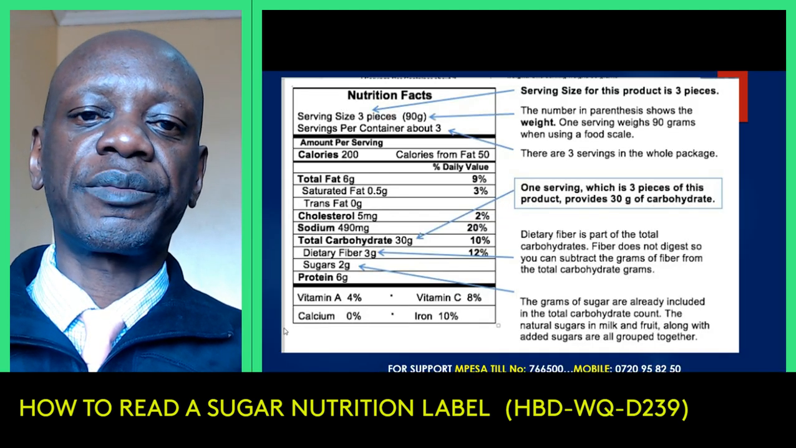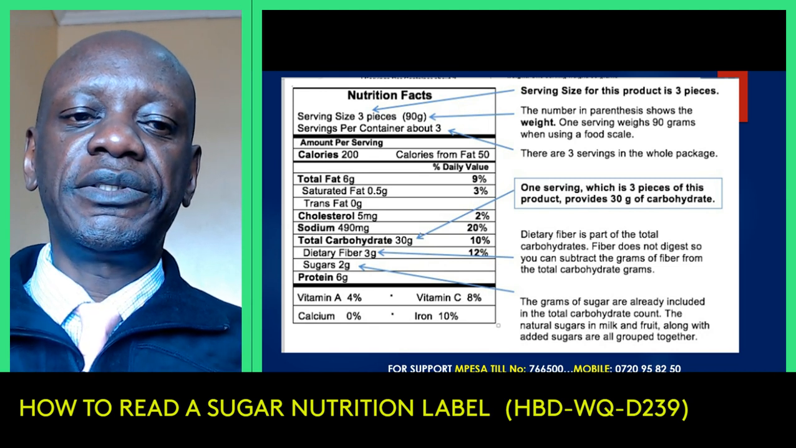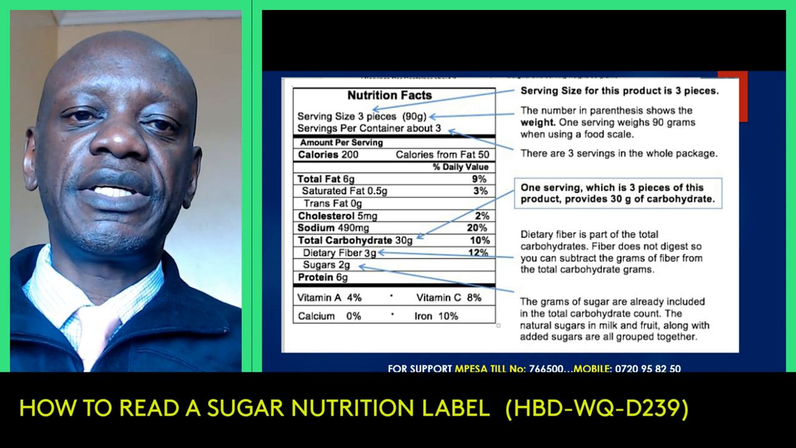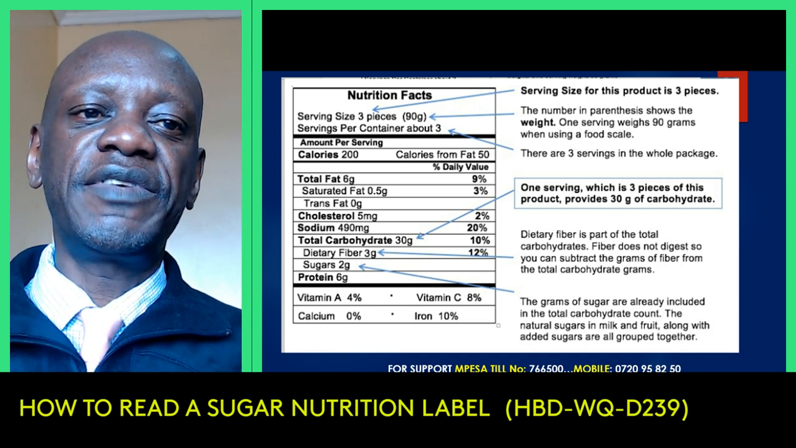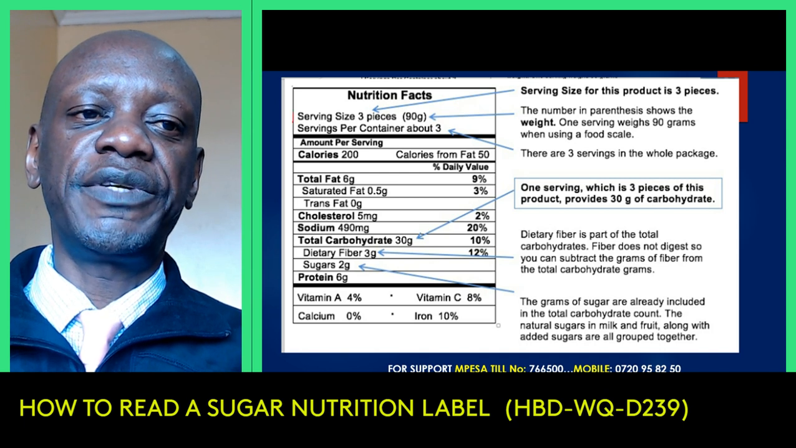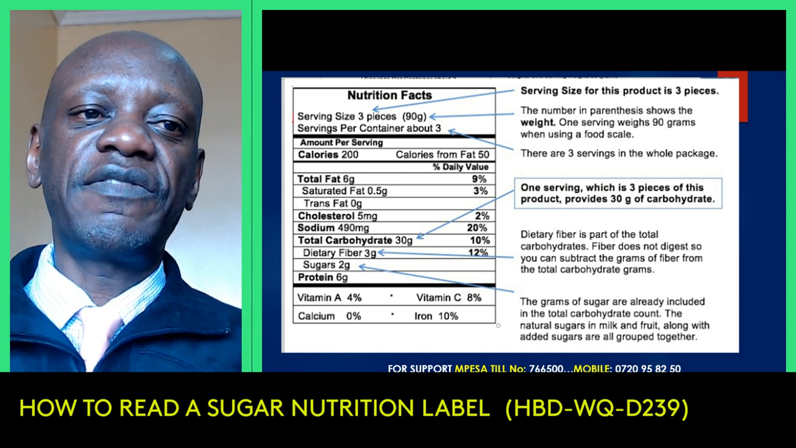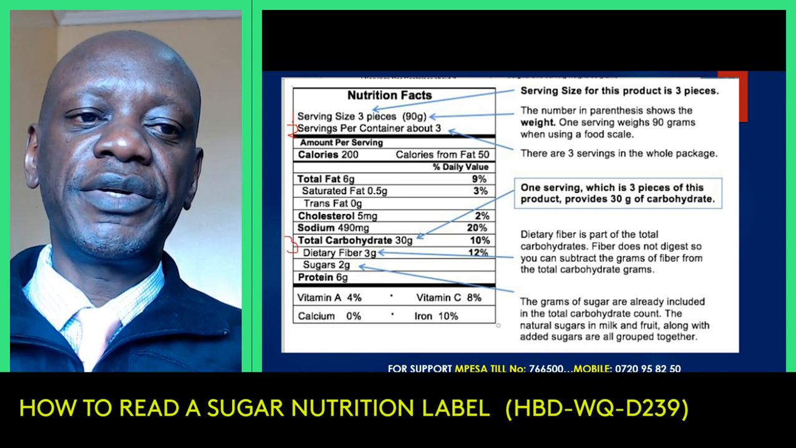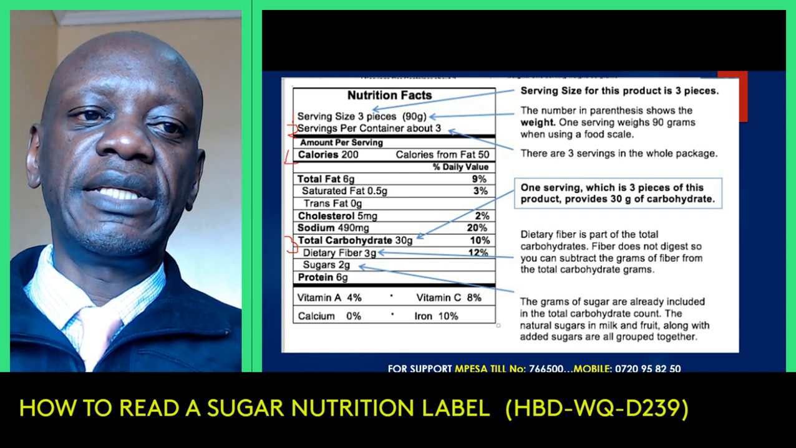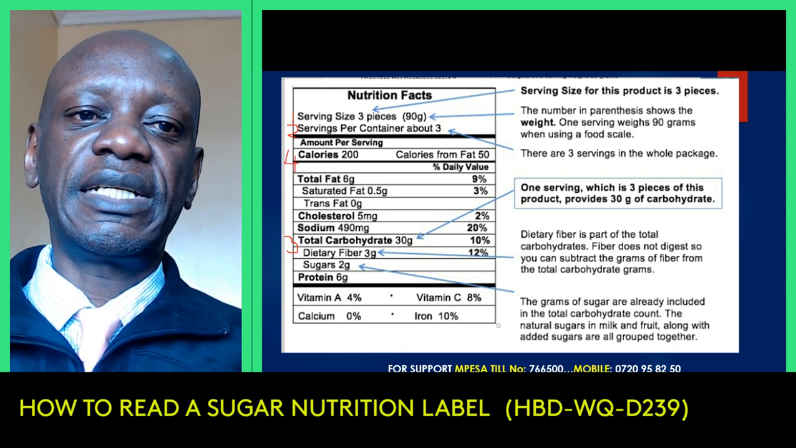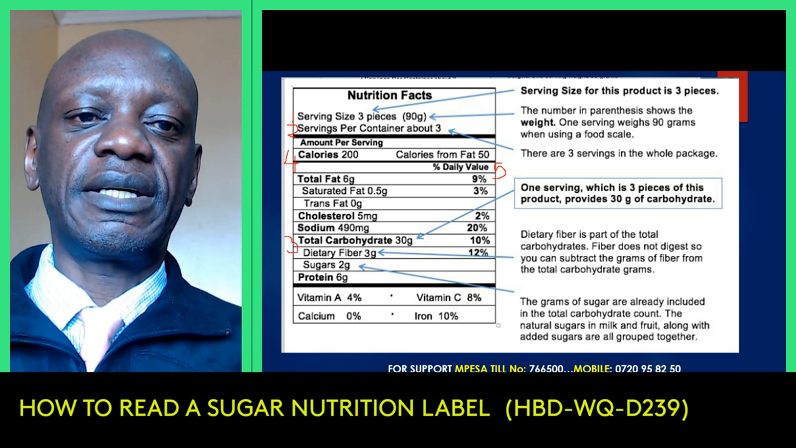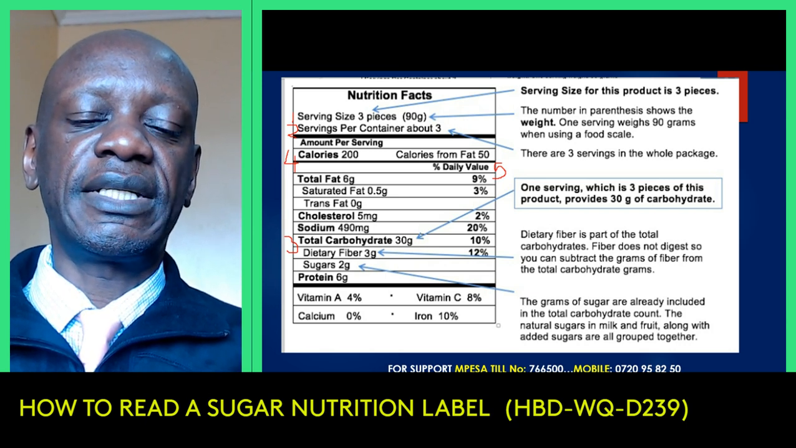So this is how a typical nutrition facts label looks, and the key important things we look at are: one, the serving size, what you have here, the servings per container. The third thing is total carbohydrate, and then the number of calories, and finally the percentage daily value, this figure you have here. Now, these are very important parameters if you're going to be able to understand how to read a sugar label.